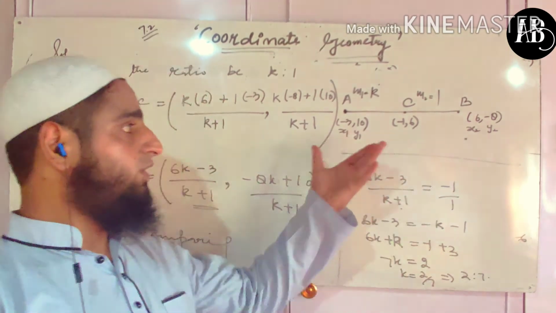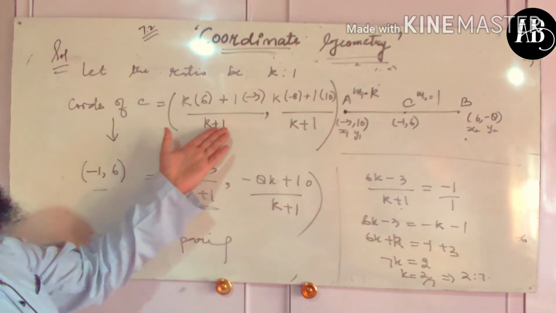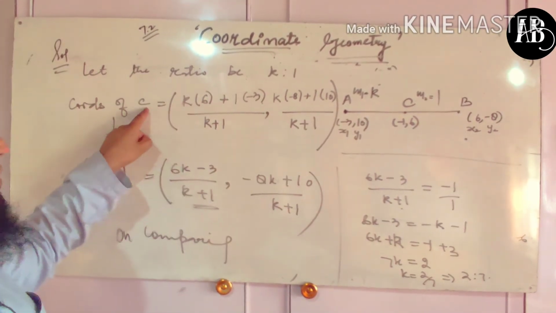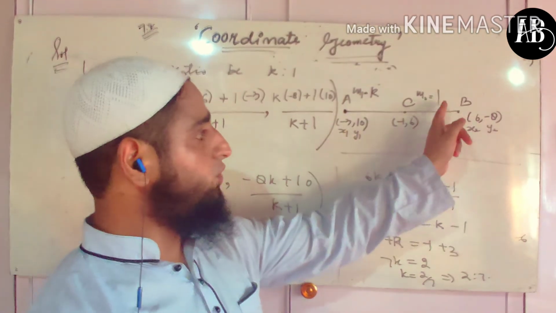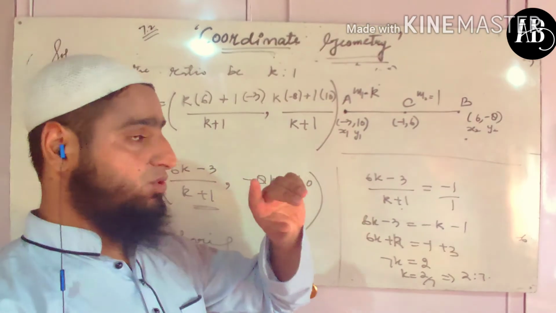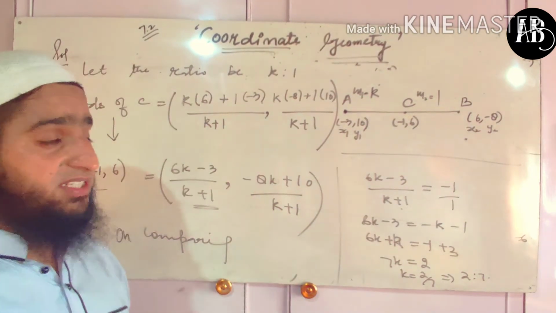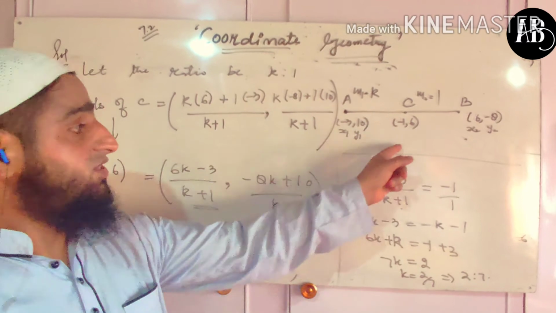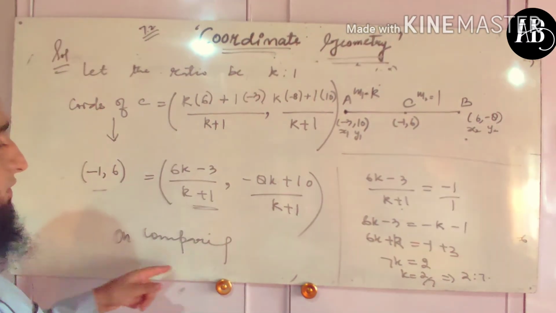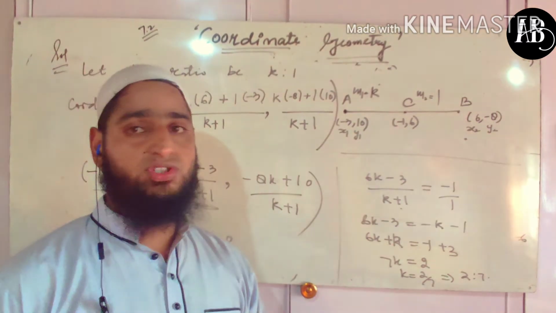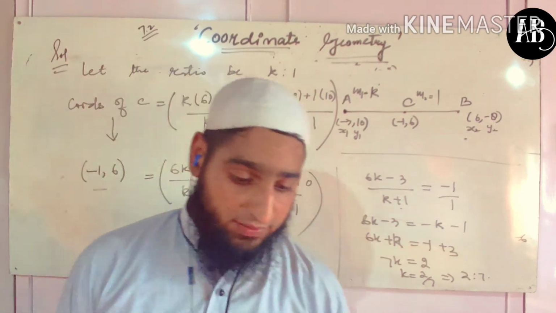Okay, then we have just used the section formula, and after that we have found the coordinates of C, which is (m1x2 + m2x1) divided by (m1 + m2) for its x coordinate, and (m1y2 + m2y1) divided by (m1 + m2). After that, the coordinates of C are given right here, and we have computed, and the ratio is 2:7.